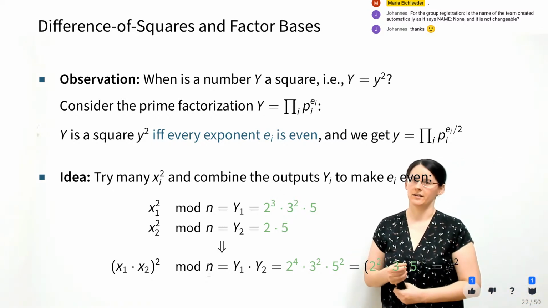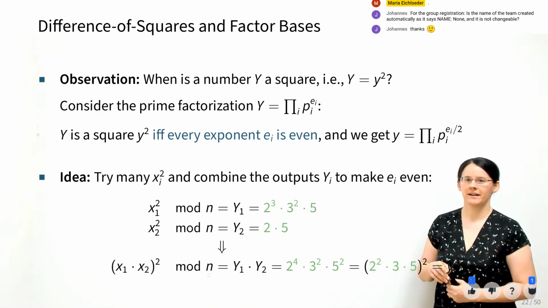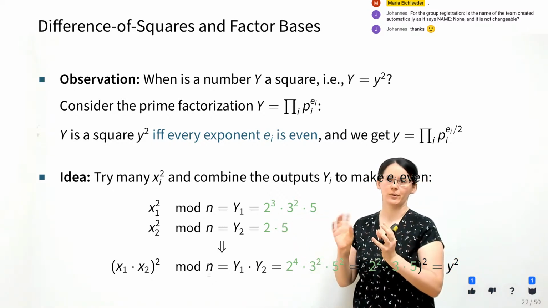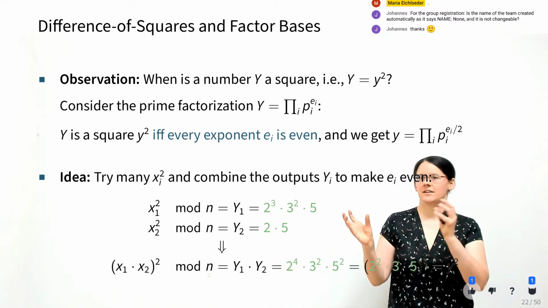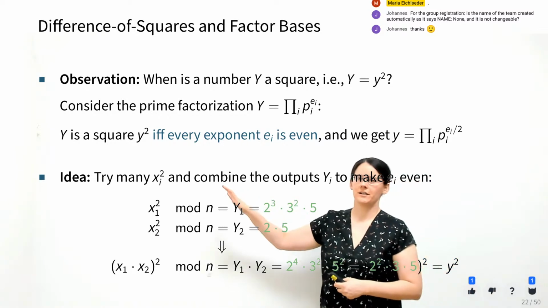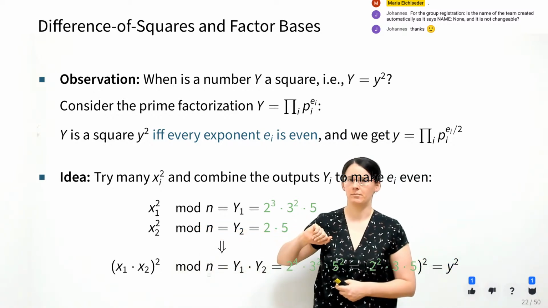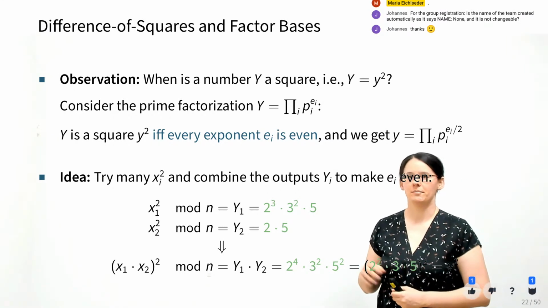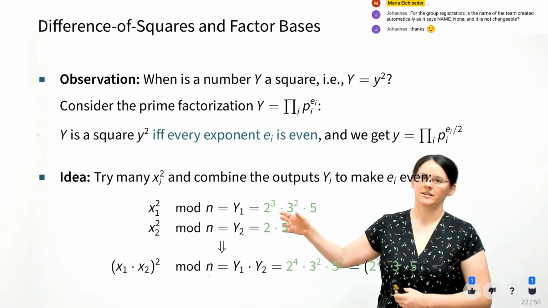One way how we can now try to build such a square number is the following. We remember that we want to find some x and y such that x squared equals y squared. So we want some x squared such that modulo n, the result is also some square. So what we can do is we can try many random numbers x, square them, and look at the result modulo n. So far so easy, that's not so different from what the Fermat algorithm does.